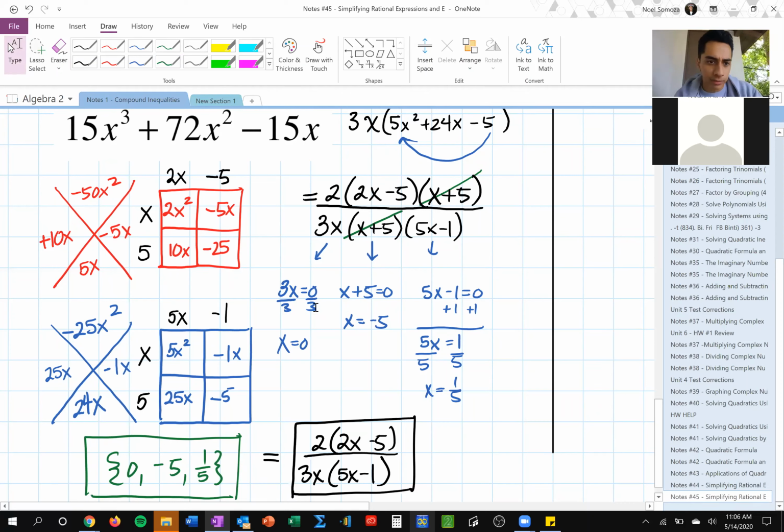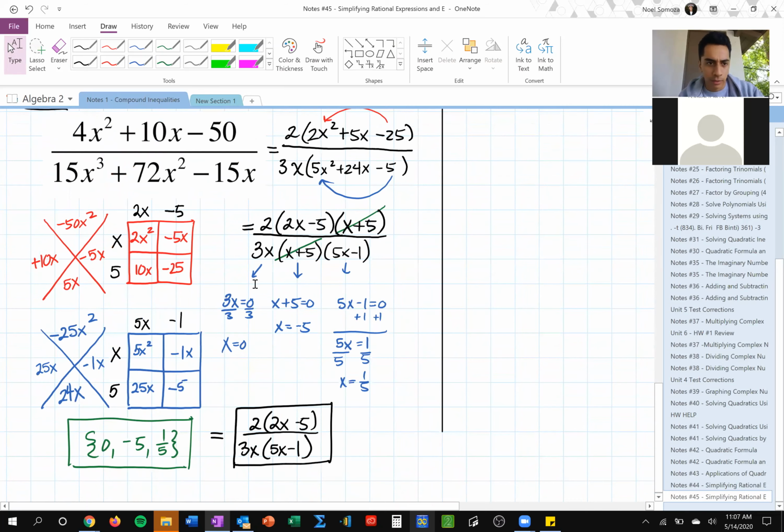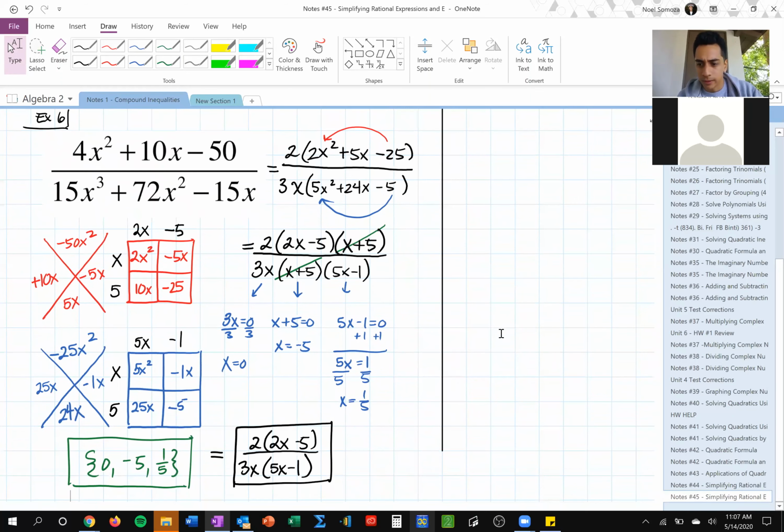They got a little long because of the factoring, right? They were not the easiest ones to factor, but not too bad. Okay. Any questions for me? Yeah, I can go back to example 3.